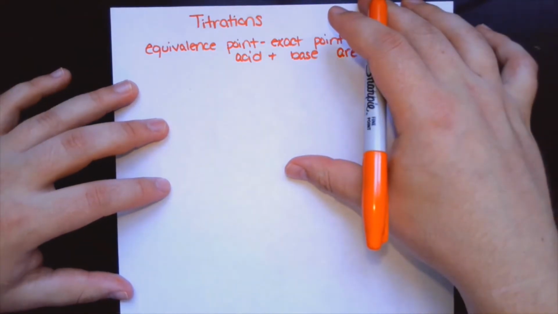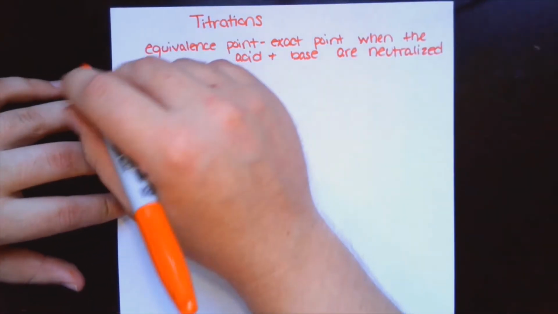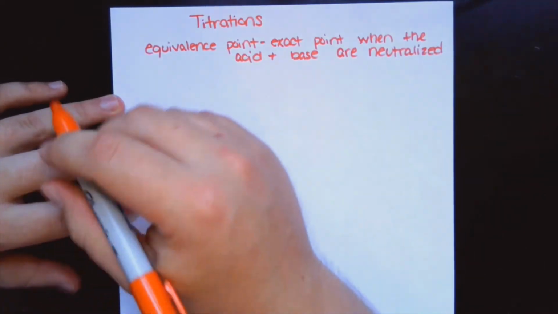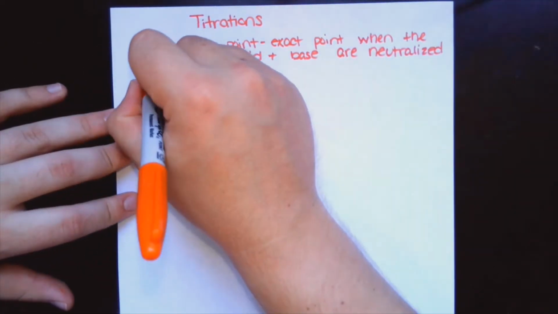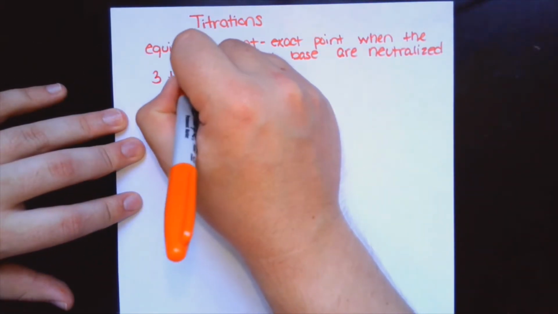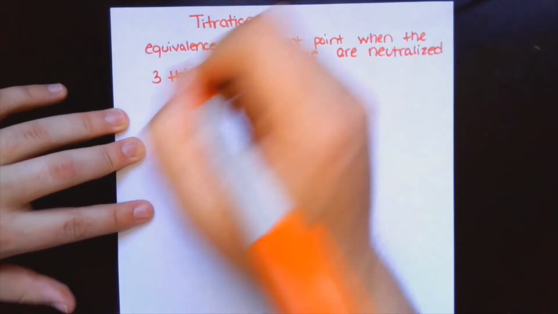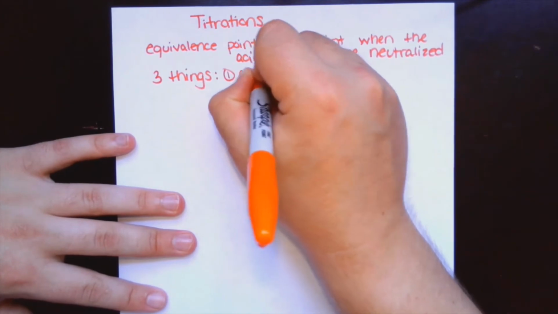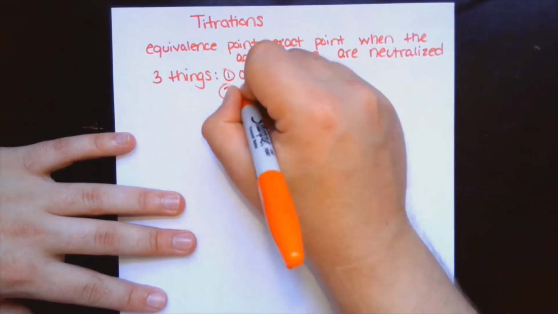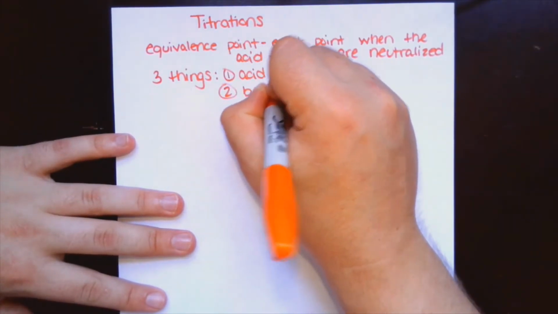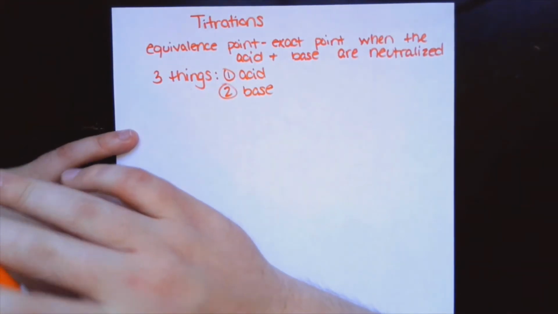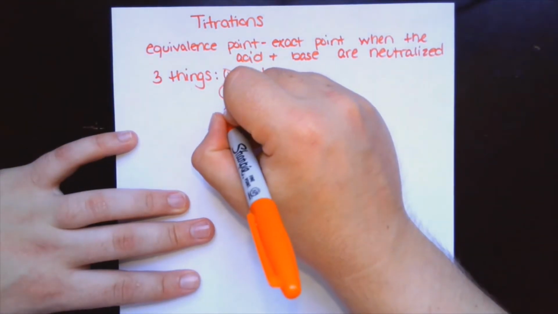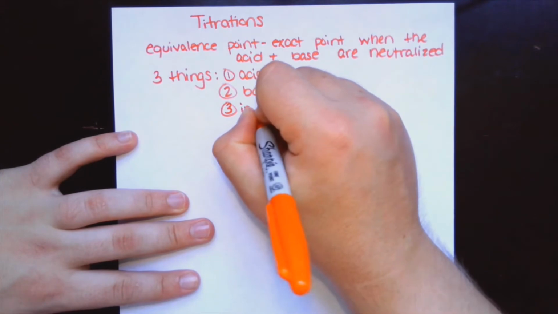So when you're mixing the solutions, there are three things necessary for a titration. Two of them are extremely obvious. You need an acid, and you need a base, because obviously we're doing the neutralization reaction. The third thing you need is an indicator.